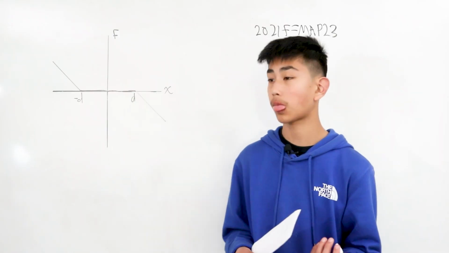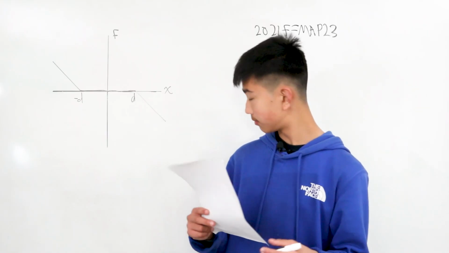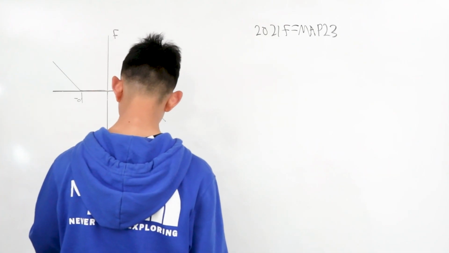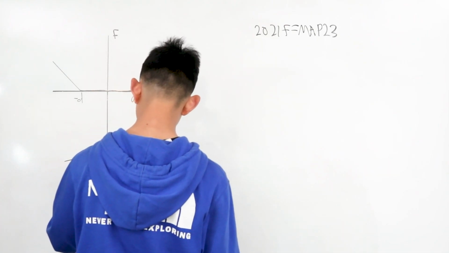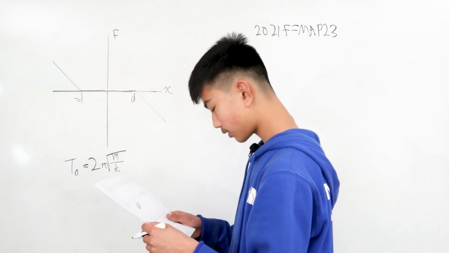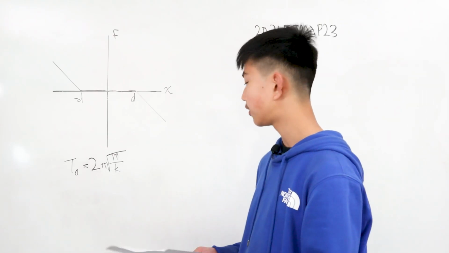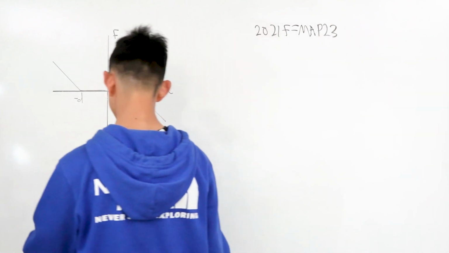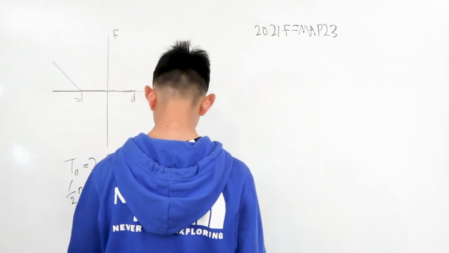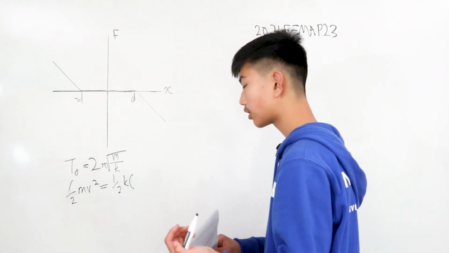So for this problem, since we're dealing with springs, in a mass spring system we know that T0 is equal to 2 pi times the square root of m over k, the spring constant. Since it's a constant, we want simple harmonic motion, so we solve for simple harmonic motion in this case. So 1/2 mv squared is equal to 1/2 k a squared. But what is our a in this case?